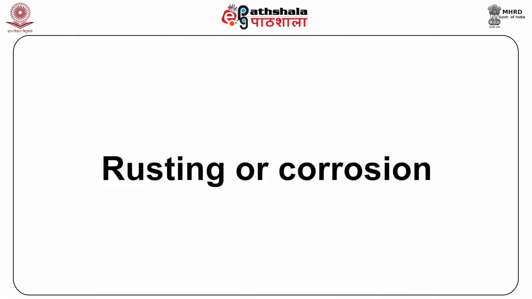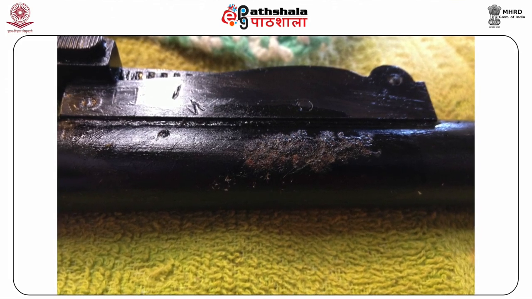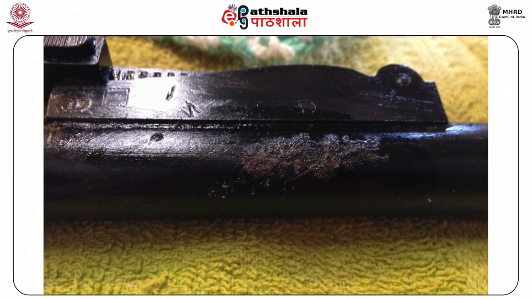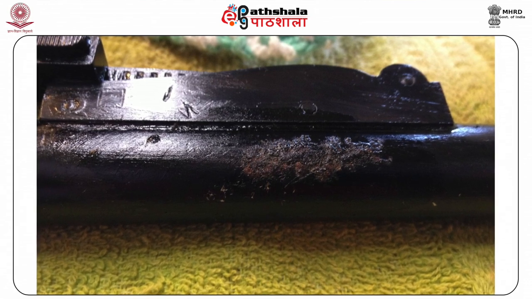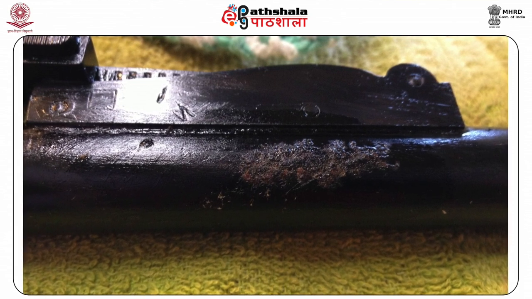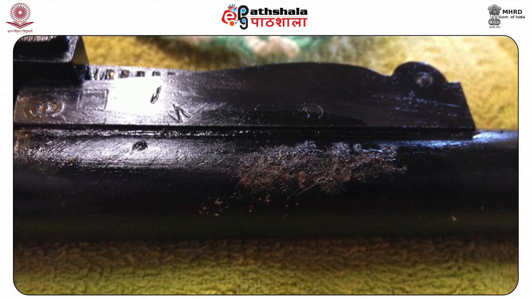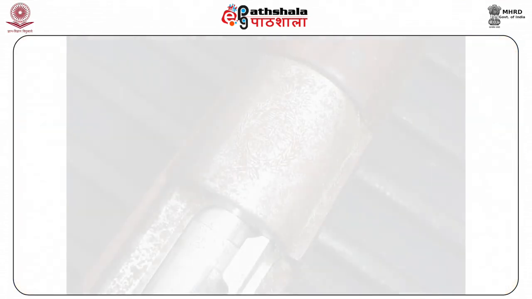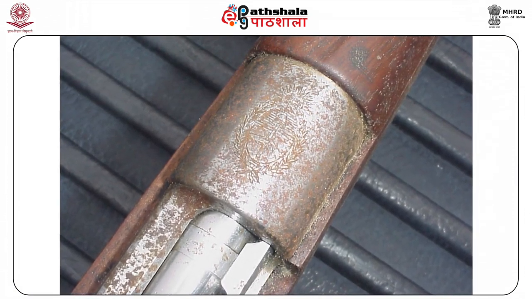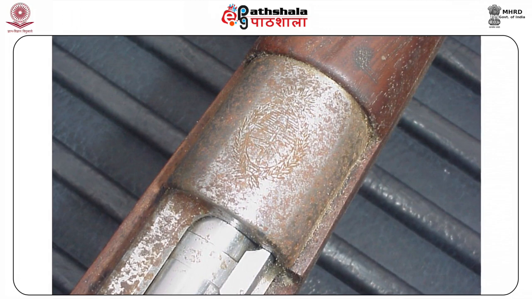Rusting or corrosion. The life of a high-powered rifle barrel is expressed in terms of the number of rounds it is capable of shooting without affecting the accuracy. This number is 3,000 to 5,000. The stipulated capacity of the barrel is reduced by neglect or careless handling, resulting at times in accidents. Rusting or corrosion from lack of cleaning is the frequent cause which shortens the life of a barrel. Damage from improper cleaning ranks next.